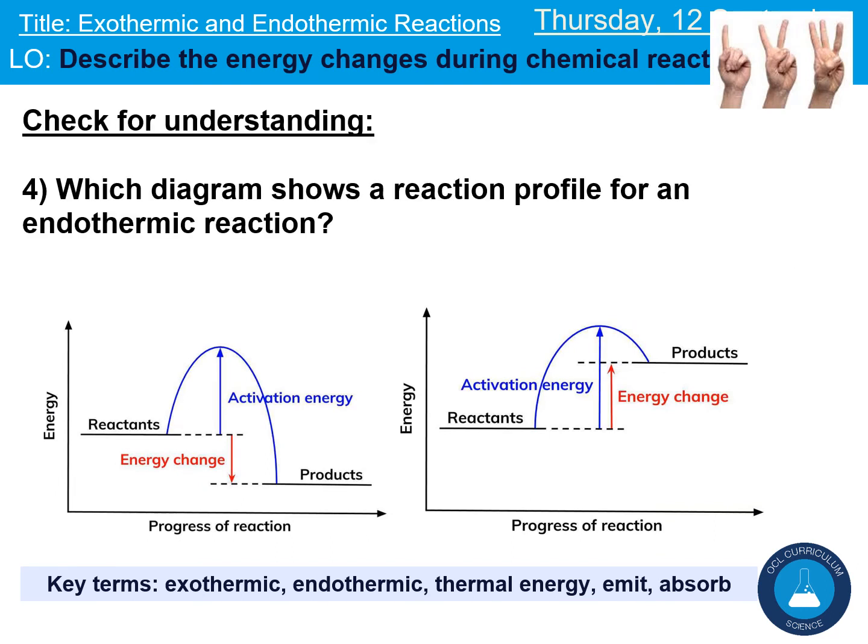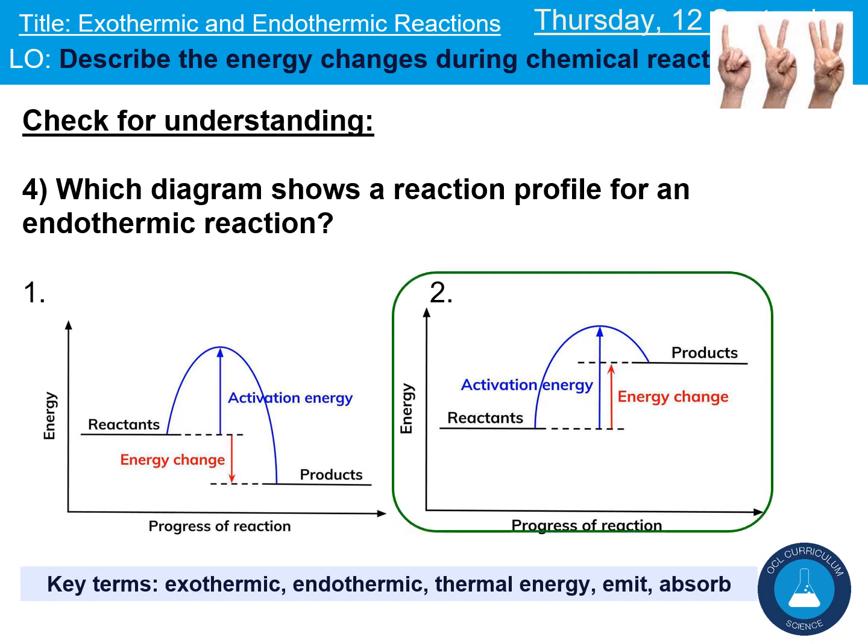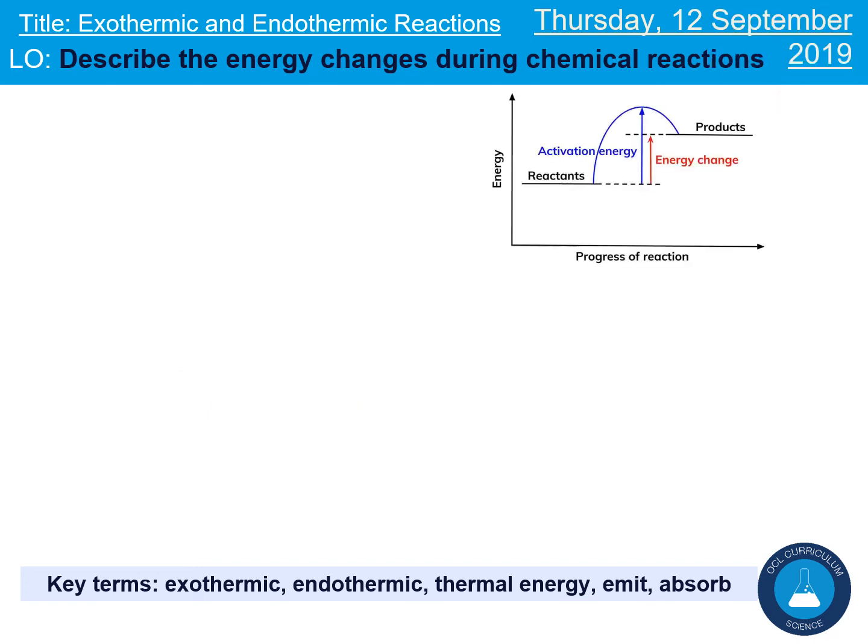Which diagram shows the reaction profile for an endothermic reaction? Pause the video and write down 1 or 2. Let's see if you got it right. In this case, an endothermic reaction profile is shown by number 2. This is because we can see there's a positive overall energy change and that the products have a higher energy than the reactants.